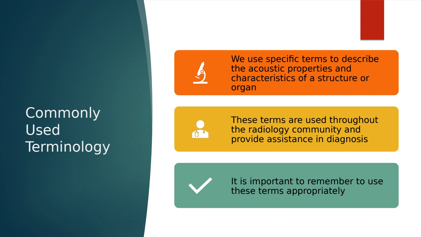So let's get into some of those typical terms. Like we said, we're using these to help us describe how our structures look. The acoustic properties, those sound characteristics of a structure or an organ, these are terms that we are using across the board. So if you're working here in Rhode Island and then you move out to California or Hawaii, you're still going to be using these terms. This is the national radiology community setting that standard to provide very similar care across the board on a national level. These are all terms that you're going to see on your registry, and you have to get comfortable using this new language.